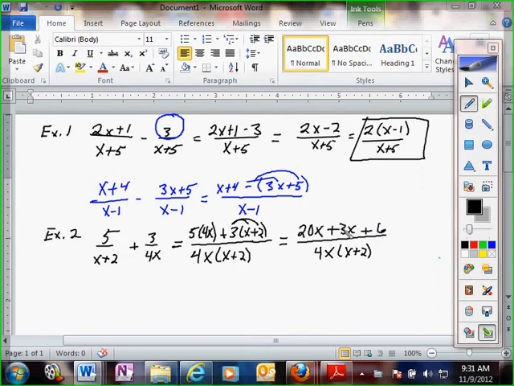So the first thing I want to do is combine like terms. So I have 23x plus 6 over 4x times x plus 2. And I can see that nothing factors here. There's no common term between 23 and 6. And so we're done right here. This is finished. And so that's how these work. Let's look at one just a little bit more complicated.